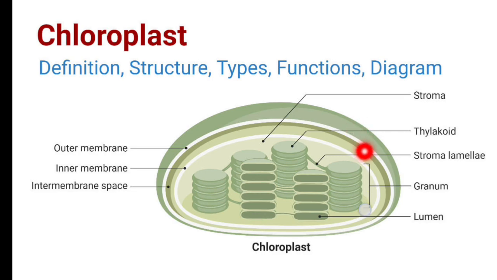The diagram which you can see on the screen describes the clear-cut structure of a chloroplast. Chloroplast is a double membrane bound organelle where you can see an outer membrane and also an inner membrane. This is why the chloroplast is called an endomembrane organelle. In a plant cell, other cellular organelles also considered endomembrane organelles are the nucleus, endoplasmic reticulum and mitochondria. So chloroplast is one among the endomembrane organelles.